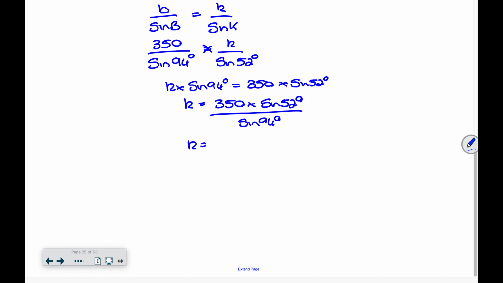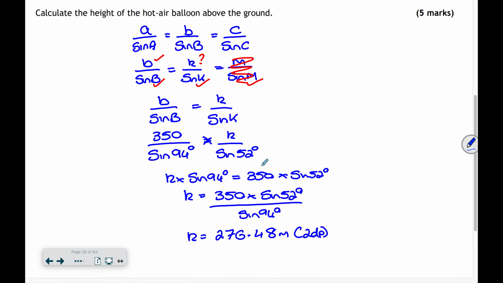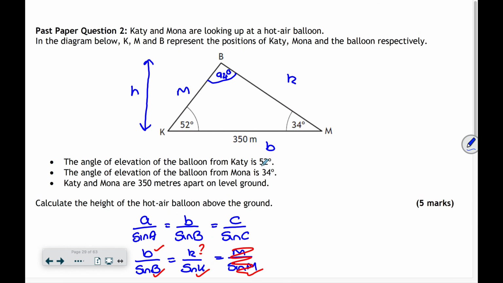Then all we do is go to a calculator and process this. So 350 multiplied by sine 52 over sine 94, which will give me 276.48 metres, and that's to 2 decimal places. So 276.48, that's now going to be the size of this side here.